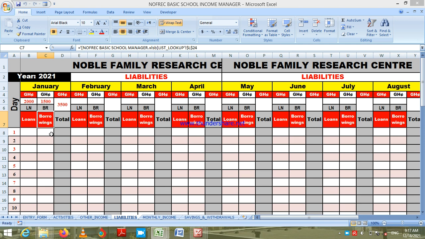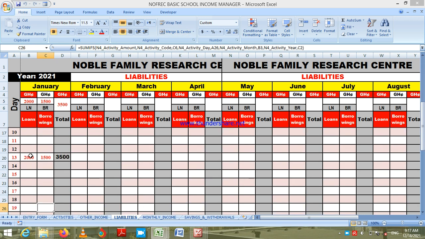On January 13th, yes, it has shown that in January we have a total of 2,000 cedis as borrowing, as a loan. Then we have 1,500 as borrowing. We have a total of 3,500 Ghana cedis to be paid later, but now it's an income. We are going to use it. So it has shown that on 13th of January we took 2,000 cedis from a bank and we had 1,500 cedis from either a group or friend or individual, from a family or whatever source. We had a total of 3,500 cedis cash from these sources. These are also monies that can be used for the betterment of our school.